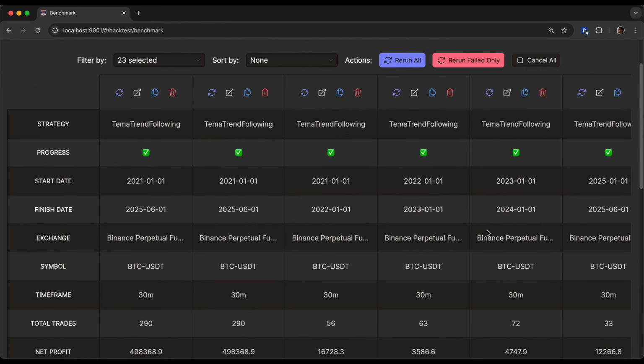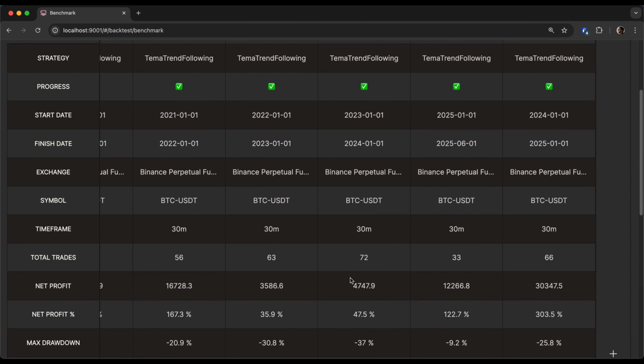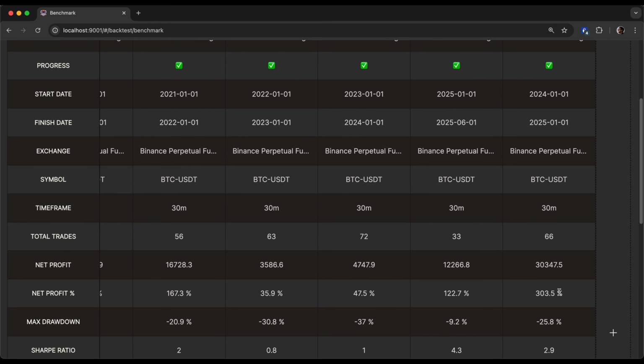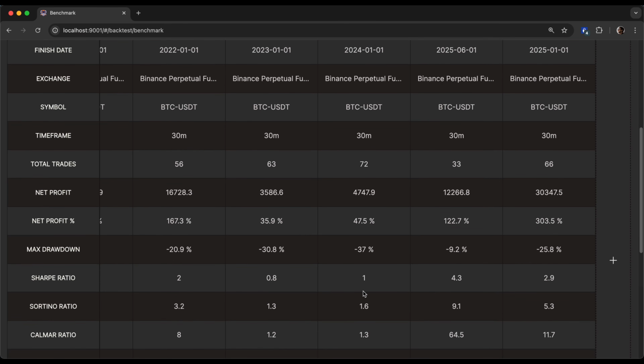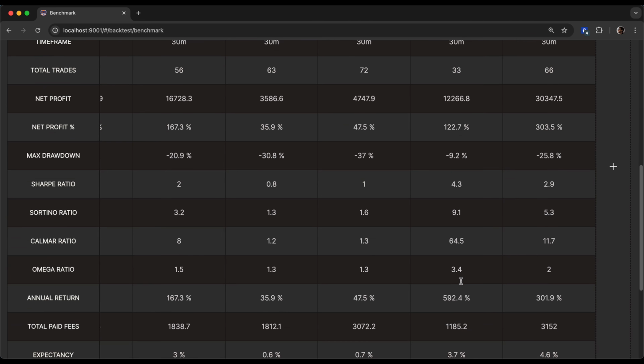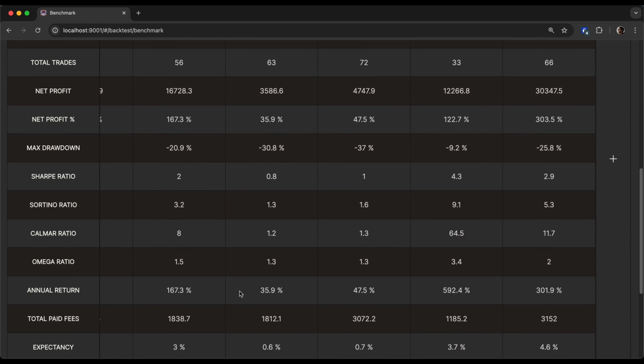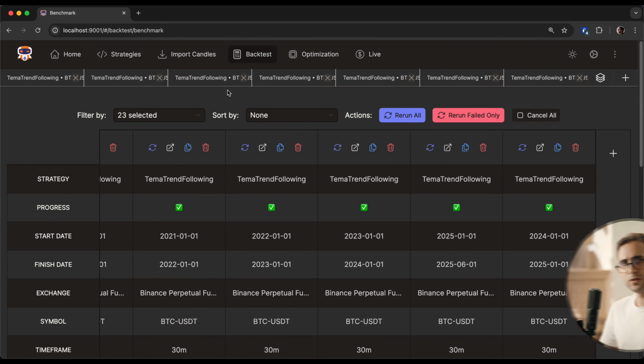So let's also compare them inside the benchmarking page. So here are the P&L. They're all positive. The max drawdown is also really good. On our best year, it was minus 9.2%. On our worst year, it was minus 37%. The Sharpe, at the worst year, it is 0.8. At the best year, it is 4.3. And the annual return is on average above 100% for sure. All right, so this looks really great.